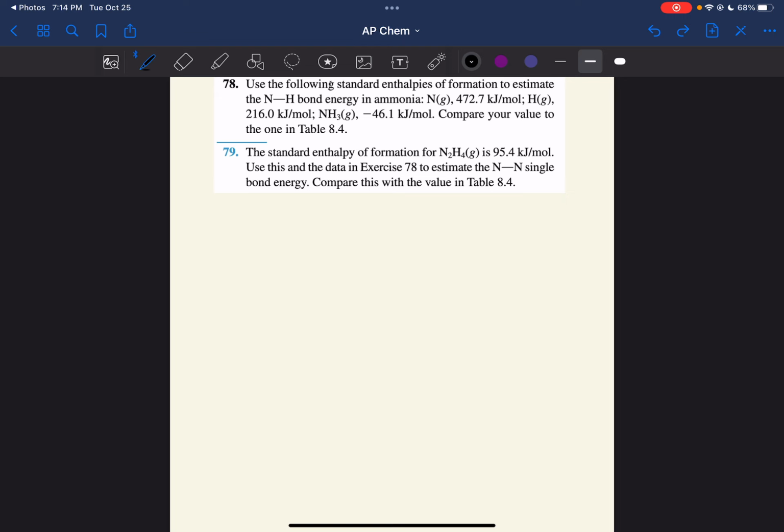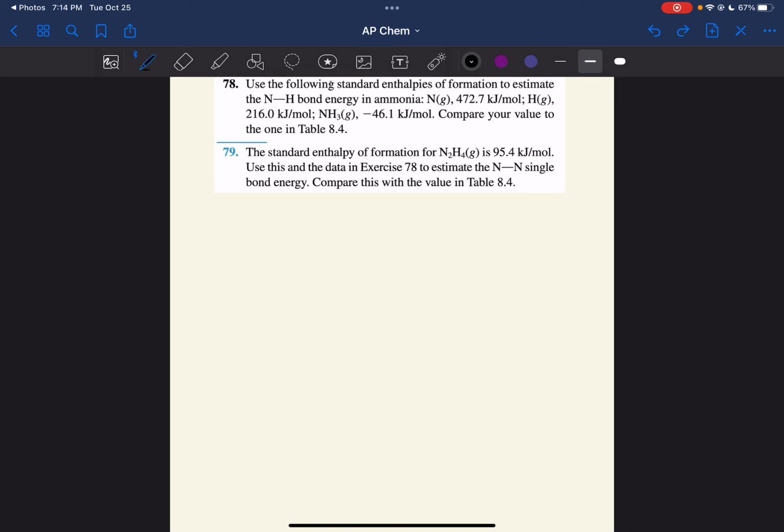So the question 79, 78. I was assigned 79, but I'm going to be doing 78 as well because it helps answer my question. Starting with 78, it says use the following standard enthalpies of formation to estimate the N-H bond in ammonia, and then it gives you all these standard enthalpies of formation.